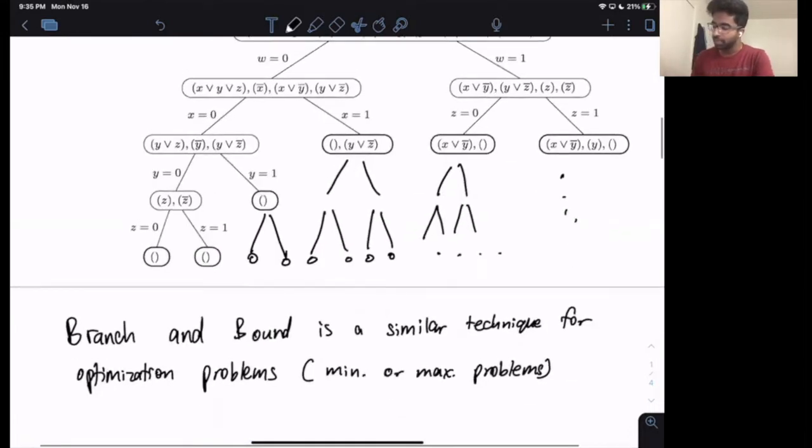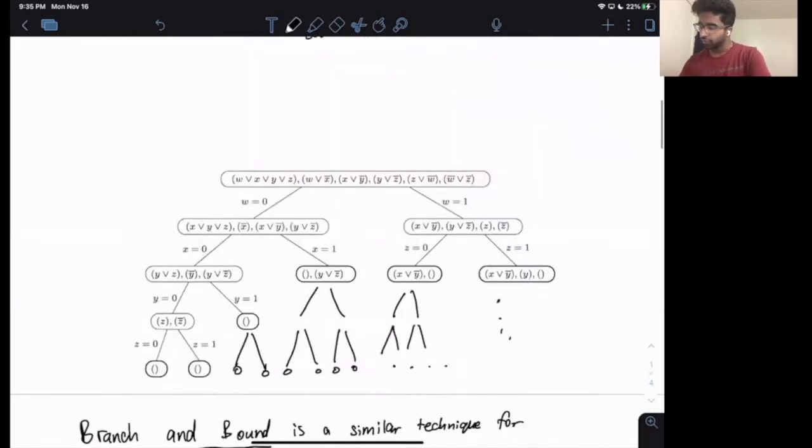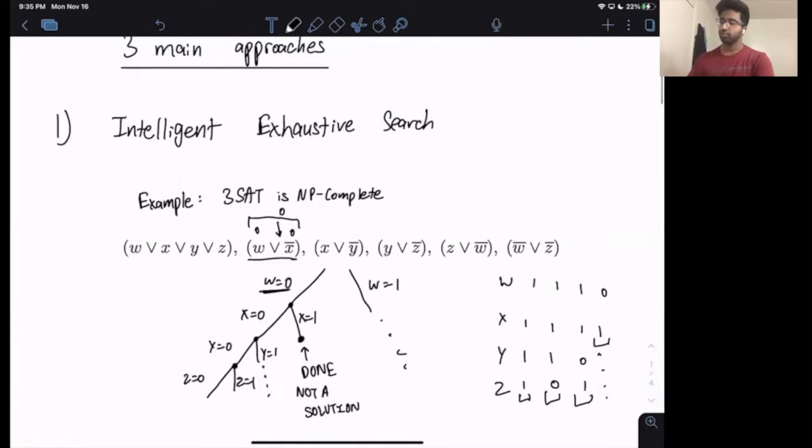And branch and bound is a very similar method. I think it's covered in 9.1 as well. But it's more for optimization problems where we're trying to minimize or maximize some sort of cost or value function. So yeah, that's the first approach, intelligent exhaustive search.